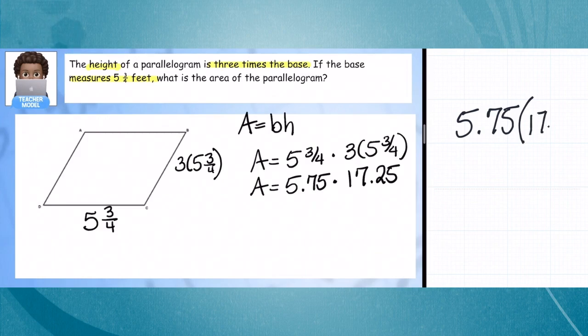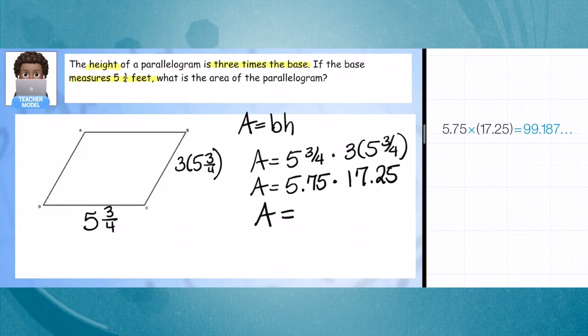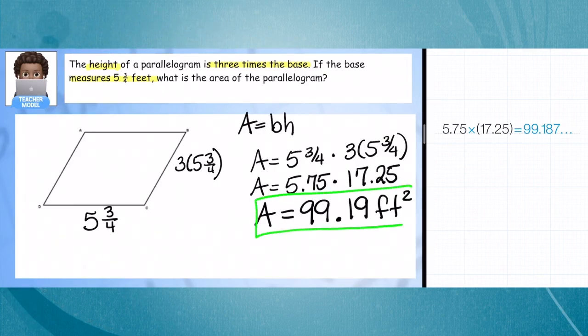5.75 times 17.25. I want to make sure my calculator puts everything in correctly. And so my area is equal to 99, and I'm going to round this to the nearest hundredths place. 0.19 feet squared. Hit pause so you can jot this down into your notes.